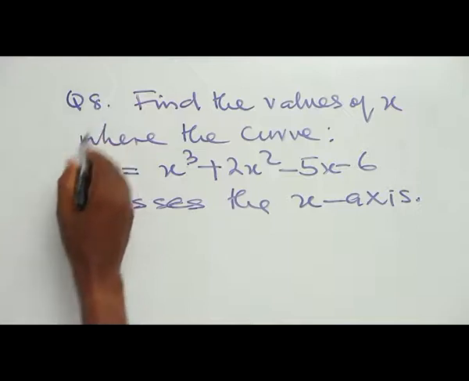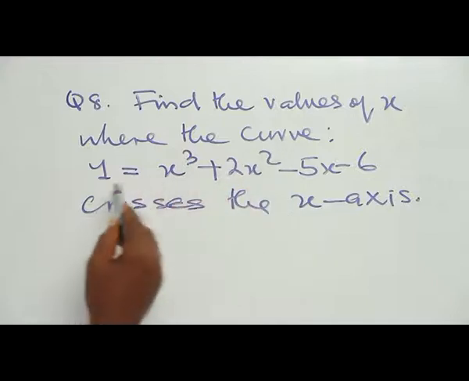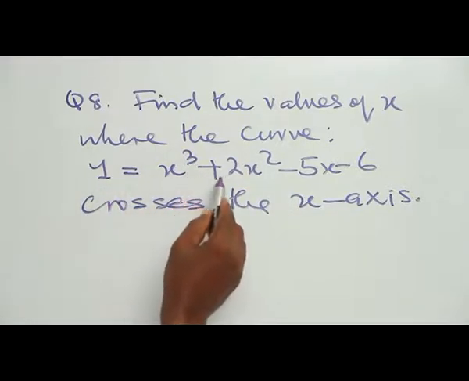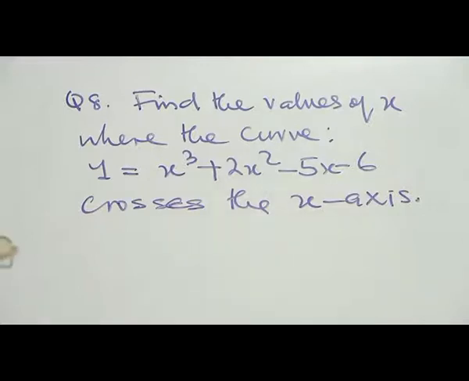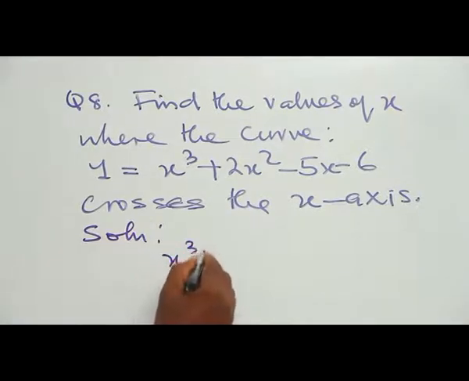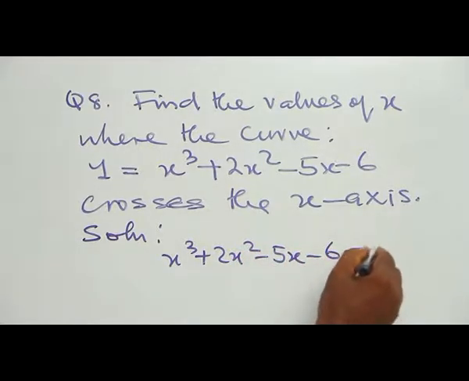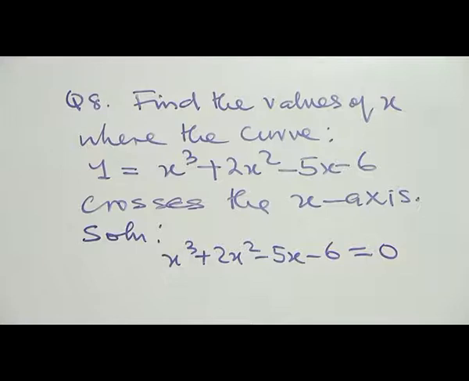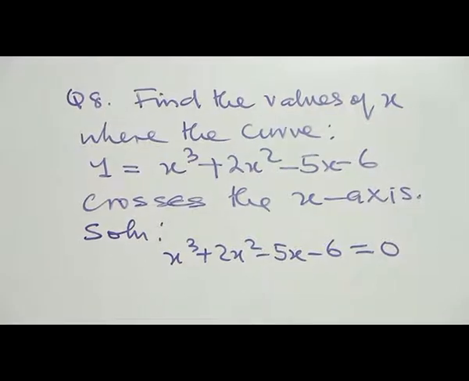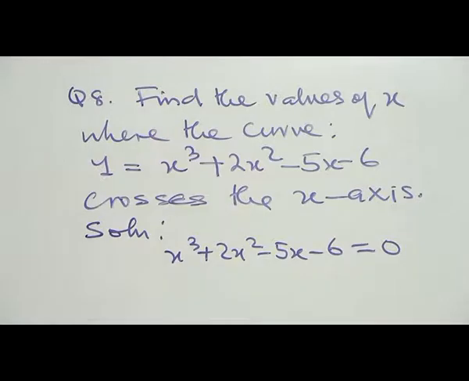Question number 8. Find the values of s where the curve y equal to s cubed plus 2s squared minus 5s minus 6 crosses the s-axis. Solution: your s cubed plus 2s squared minus 5s minus 6 crosses the s-axis at the point where it's equal to 0. Where y is equal to 0. At the point where y is equal to 0, the curve will be crossing the s-axis.